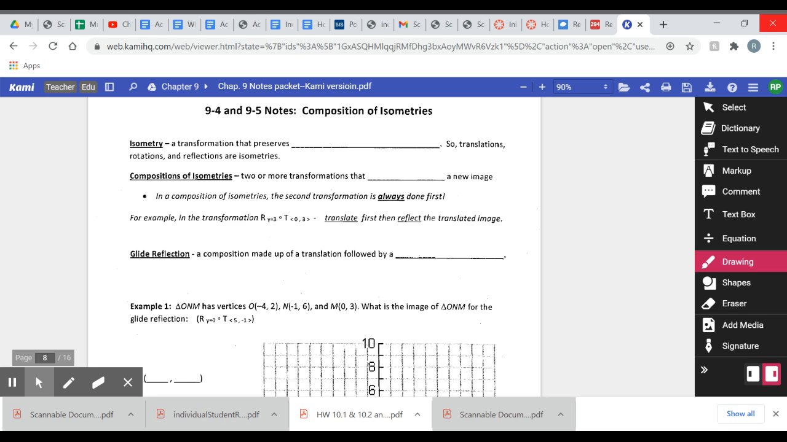So an isometry is a transformation that preserves distance or length. So translations, rotations, and reflections are all isometries. Those are all the ones we've talked about in sections 9.1 to 9.3. And what that means is that in all of those transformations, the figure is staying the same shape, it's staying the same size, it's just moving to a new location. It isn't getting bigger or smaller. Okay, so this lesson is also an isometry. The figures are going to stay the same shape and the same size.